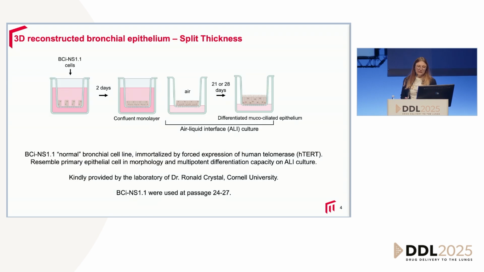Let's start with the split thickness model. So we use the protocol that is already established. We use the BCi-NS1.1 normal bronchial cell line. We seed them on a porous membrane, and then we wait until they are fully confluent. Then we do what we call the air liquid interface. Then we allow them to differentiate for a few weeks until they form a pluristratified epithelium. The protocol provided by Ronald Crystal Lab actually recommends 28 days of culture. But since I knew that later on I was going to do a model that took even longer to grow, I tried to see if I could do a shorter time of culture, 21 days.